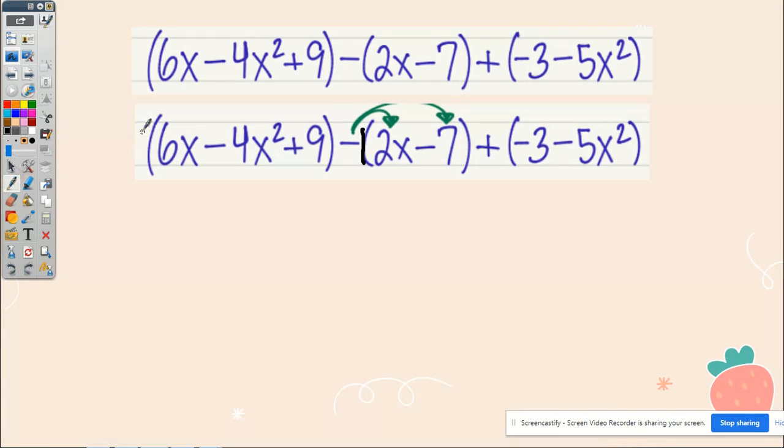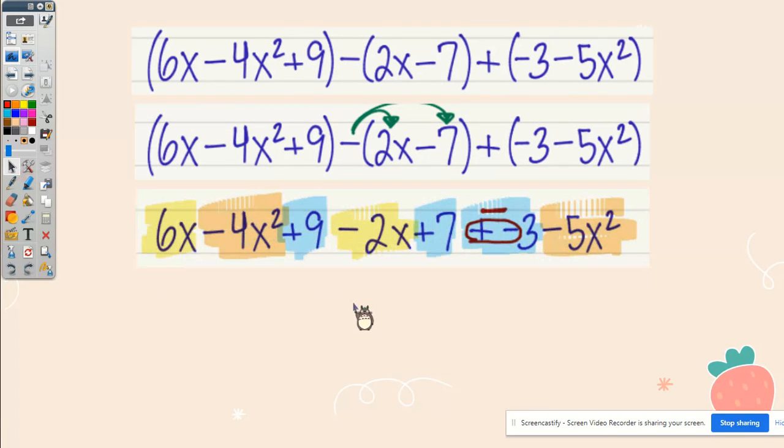Don't forget that the first parenthesis does technically have a +1. So this can be rewritten without the parenthesis because 1 times anything doesn't change it. And on this side, this is technically also a +1. And when you distribute, nothing's going to change. So they can get out of their parentheses as well. So that is what I wrote.